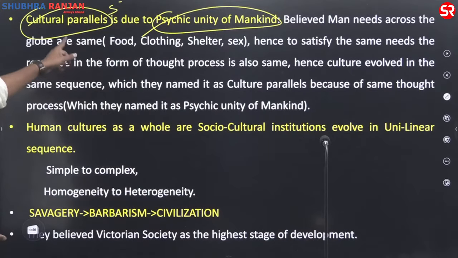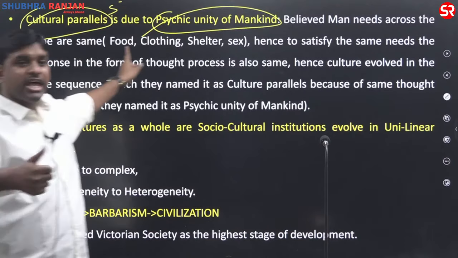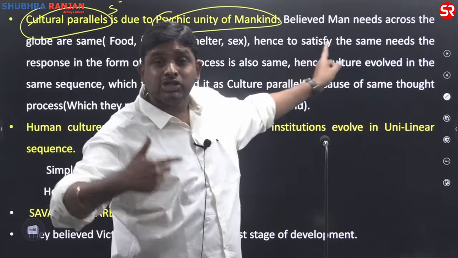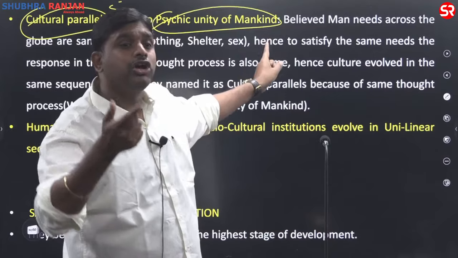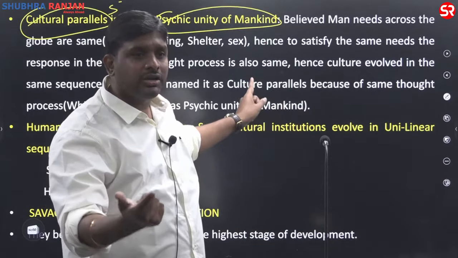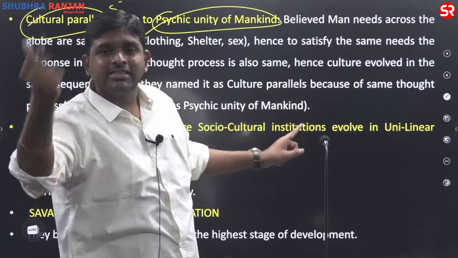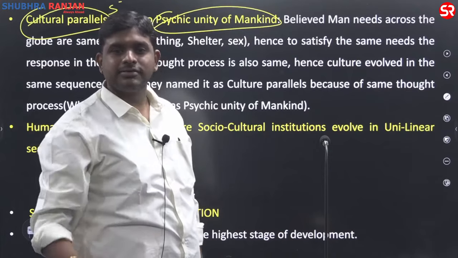So the fifth concept is what? Cultural parallels. The cultural parallels are due to the psychic unity of mankind. When the thought process is the same in order to satisfy the needs, that thought process is nothing but culture. So that culture will be the same when the environments are the same.